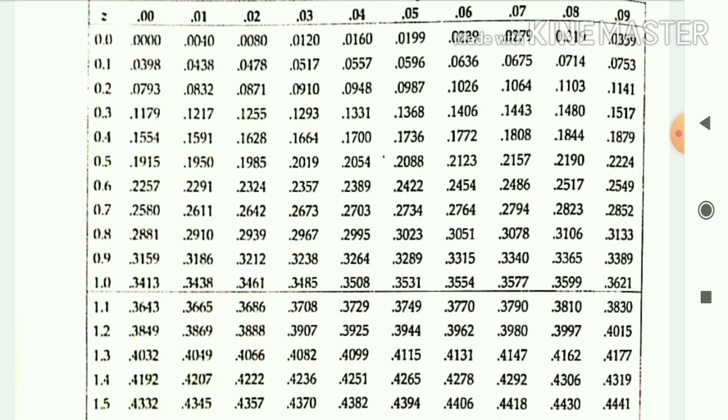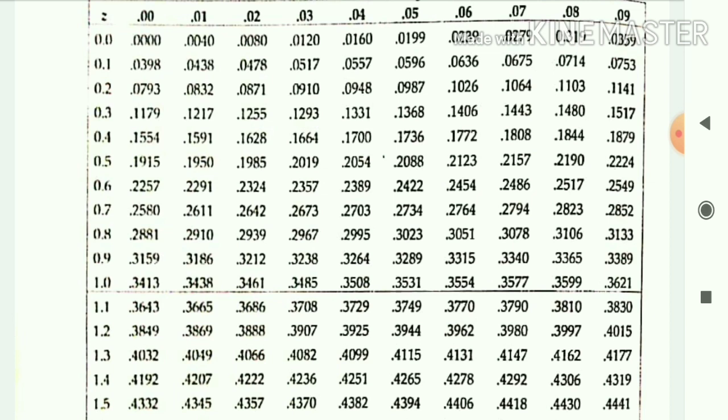If you want, I'll give one more example. Suppose they are asking 1.12. How to find it? First, you take 1.1 vertically. Go down. Yes, I got 1.1. What's the remaining value? 0.02. So go here, you get 1.12. The answer is 0.3686. Correct? Okay, I'll give one more example. Suppose they are asking 0.75. First you go for 0.7, it is here, vertically down. Then the remaining is 0.05, you have to go horizontally. 5, yes, here. So the value is 0.2734.